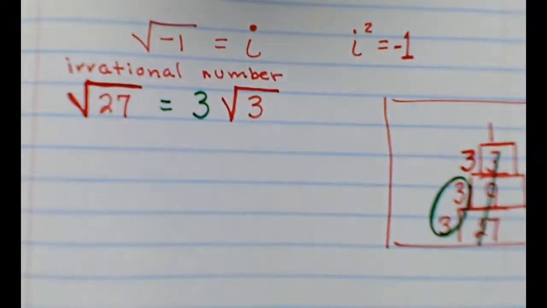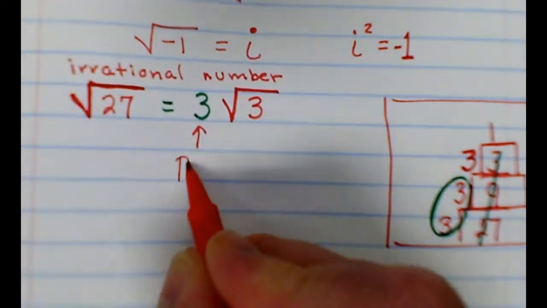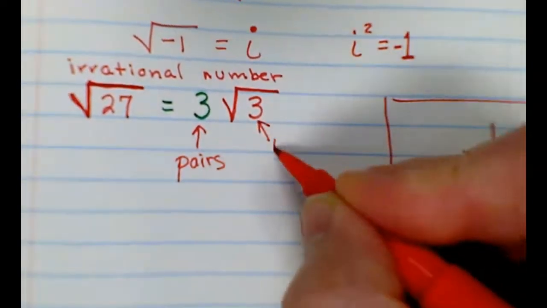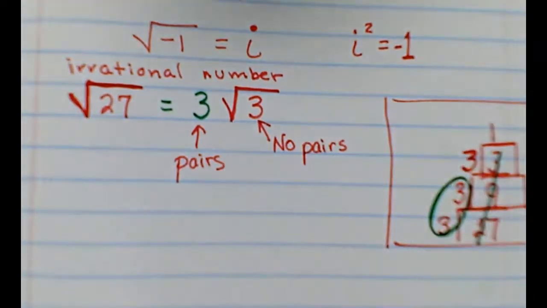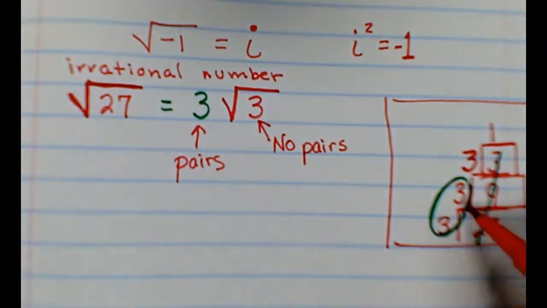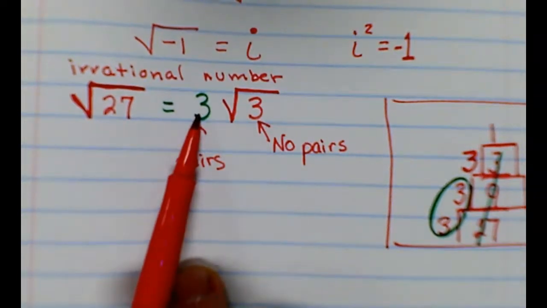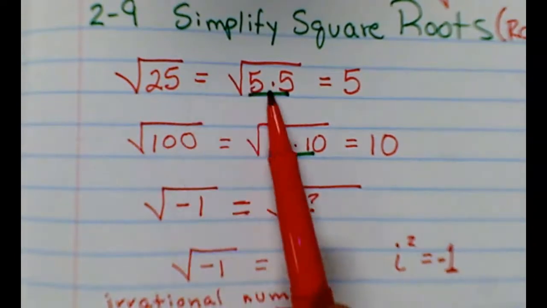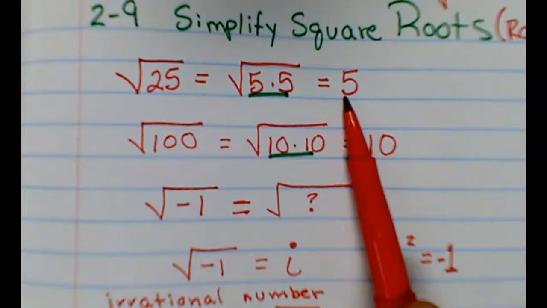So this right here, this number is pairs. This number is no pairs. There's a pair of 3s, but how many 3s came on the outside? Because that's what the square root does. It changes the pairs into a single number.